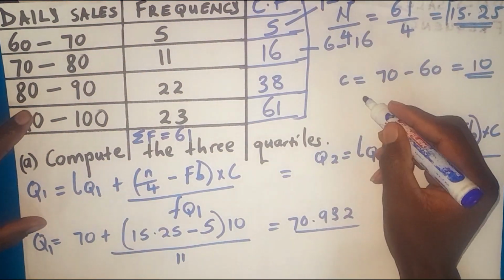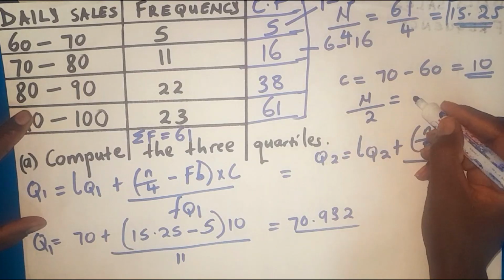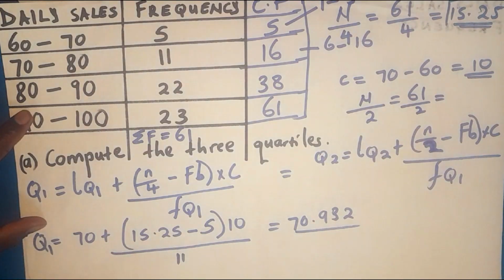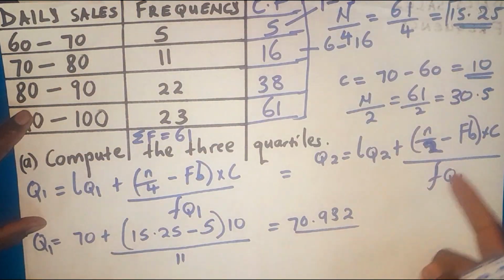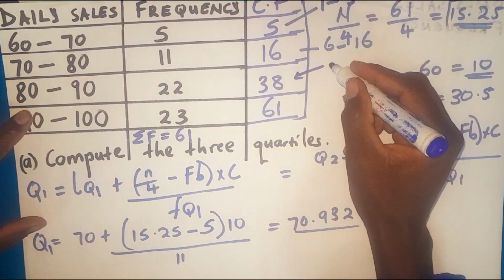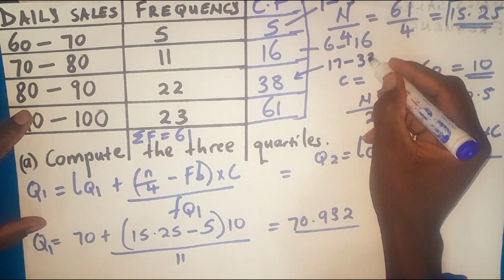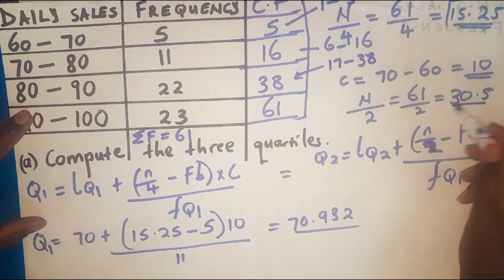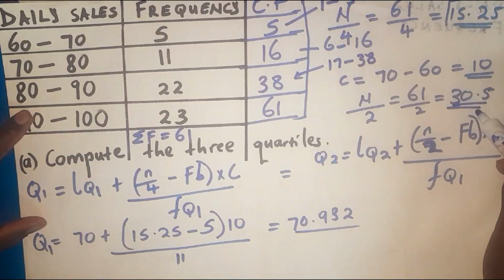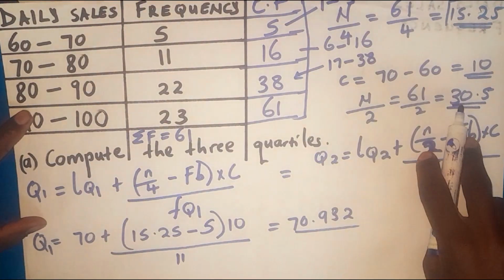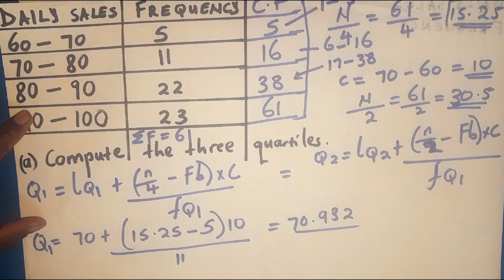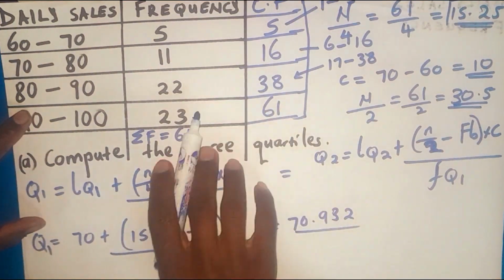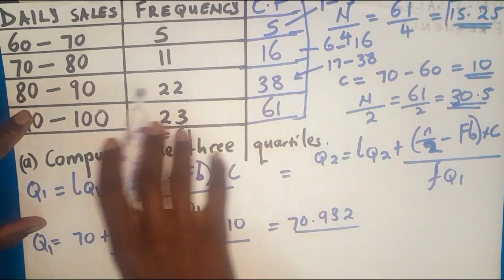So we are going to say n over 2, that is 61 over 2. 61 divided by 2, we're going to get 30.5. So it means it is located at the position of 30.5 observations. Here we're having 17 to 38 observations in this cumulative frequency, so it means our second quartile is located in this class.